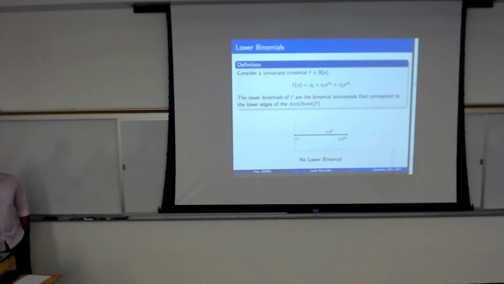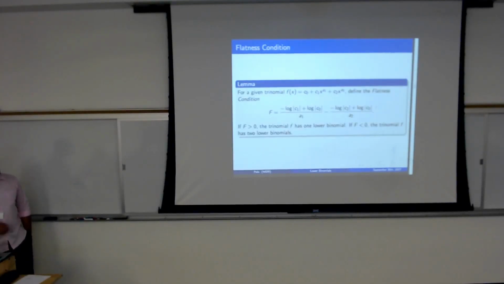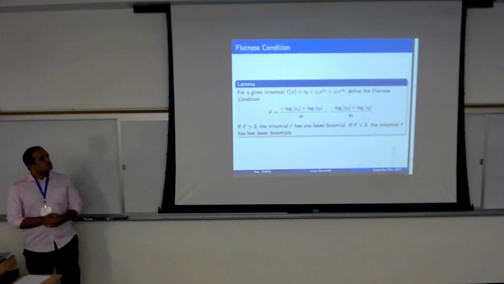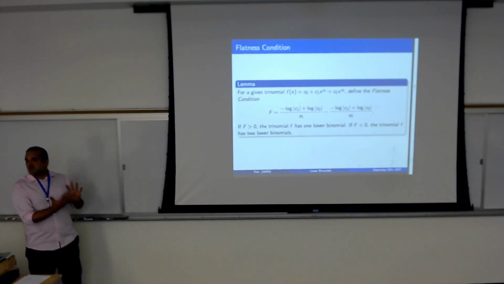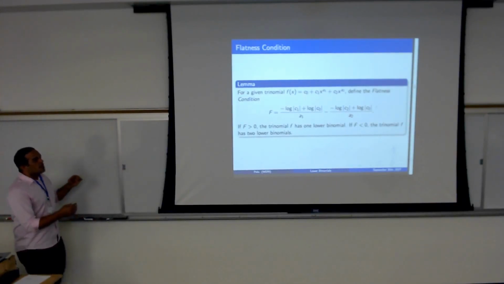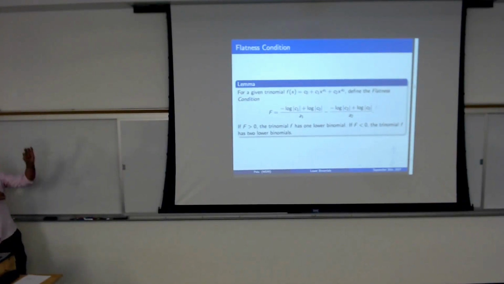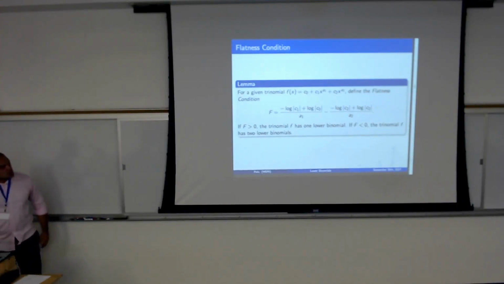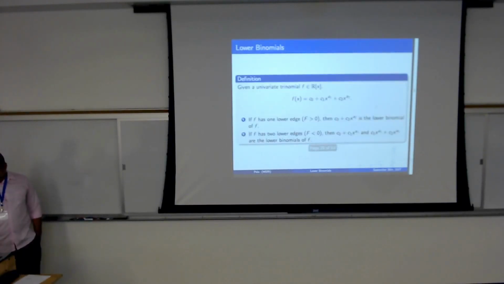This case, as I said, we don't care about that case. In that case, we don't have any lower binomial. And notice that it's easy to discriminate between these two possible cases. We just need to find a nice condition like this one to know whether the point in the middle is above the line or is on that line between the two extreme points. And we are going to call this condition flatness condition.